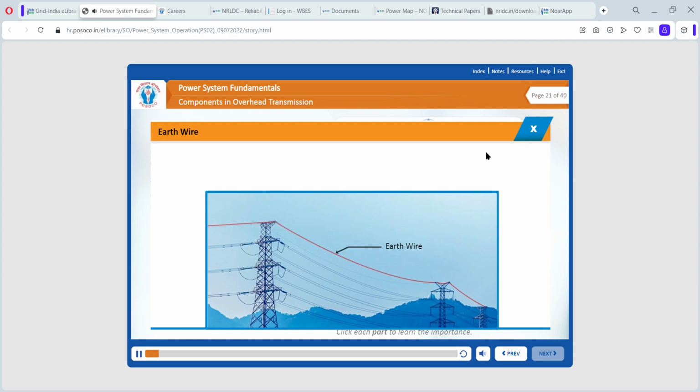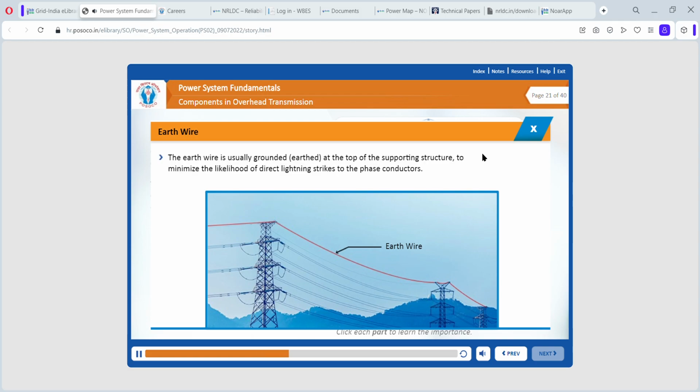Earth wire. If the earth wire is not present, direct lightning on the phase conductors will travel to both sides, damaging the end equipment, and will result in a power outage. The earth wire is usually grounded, earthed at the top of the supporting structure to minimize the likelihood of direct lightning strikes to the phase conductors. Reduces voltage stress along the insulator string during lightning stroke.